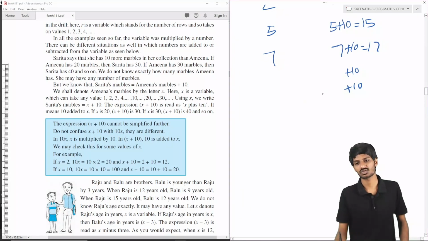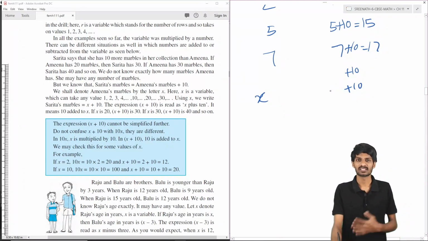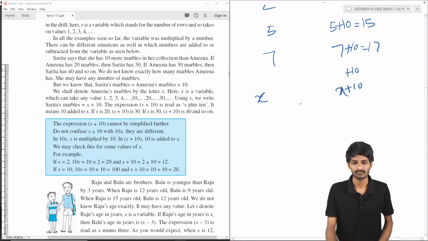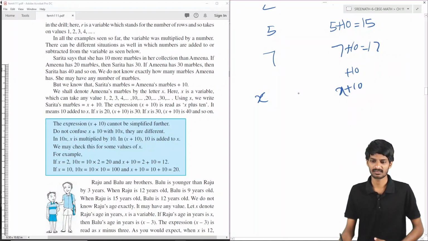Amina's marbles plus extra. So we can write it as: if Amina has x marbles, then how many marbles will Sarita have? Sarita will obviously have 10 extra. So x plus 10. So this is the situation, students.